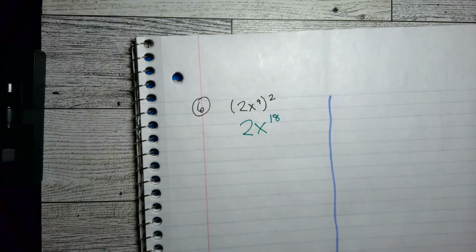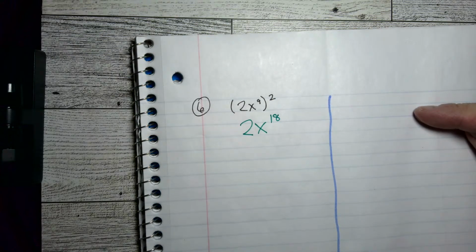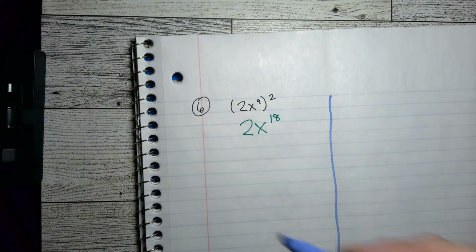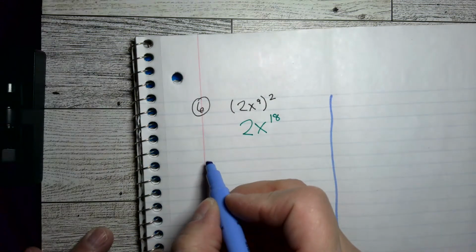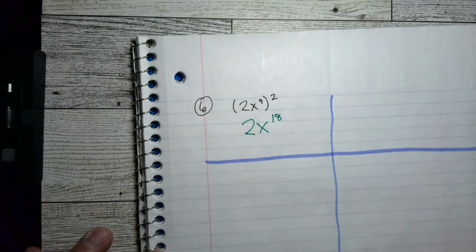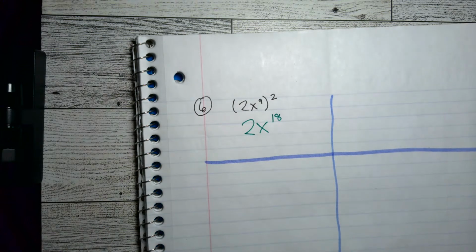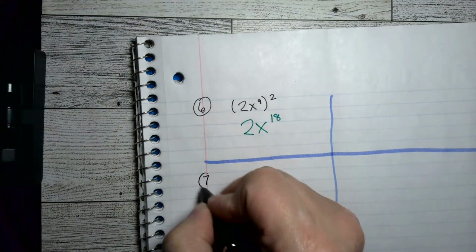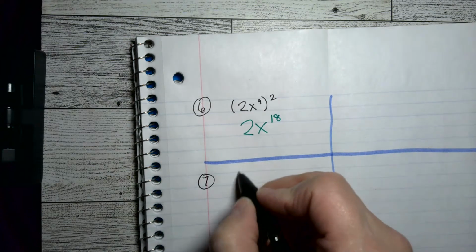Is that correct? Then you write correct over here. If it wasn't correct, you have to redo it. You have to find the mistake. Bonus points for you for learning if you can actually explain what the mistake is. Number 7, x cubed.